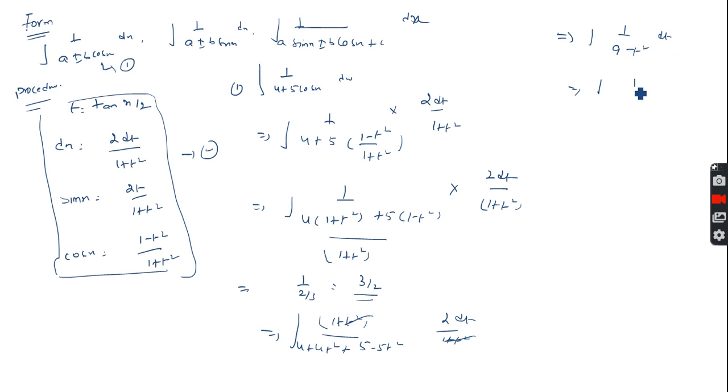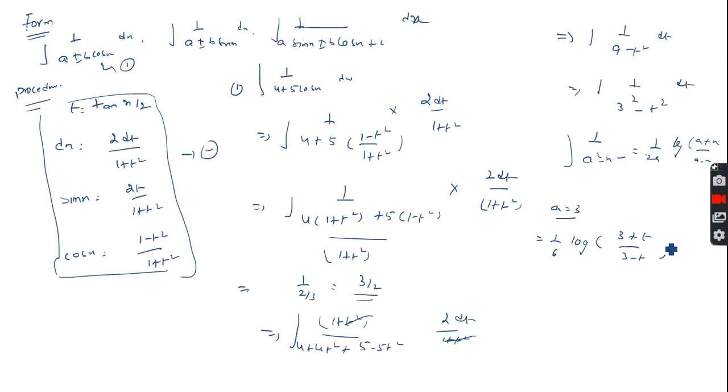What is the form? The 9 can be written in the form of squares. What is the original formula? 1 by a square minus x square is nothing but 1 by 2a log of (a plus x) by (a minus x). So here a is equal to 3, and it is nothing but 1 by 6 into log of (3 plus t) by (3 minus t).